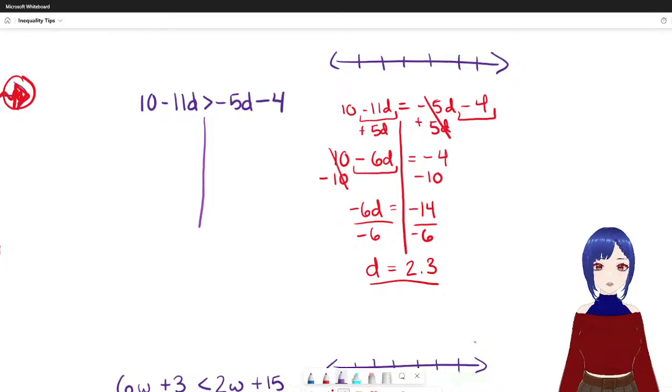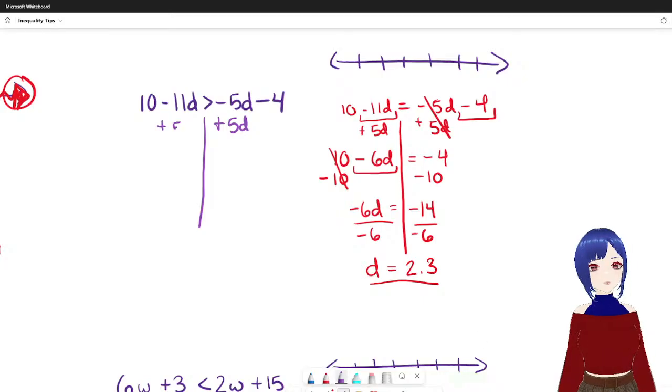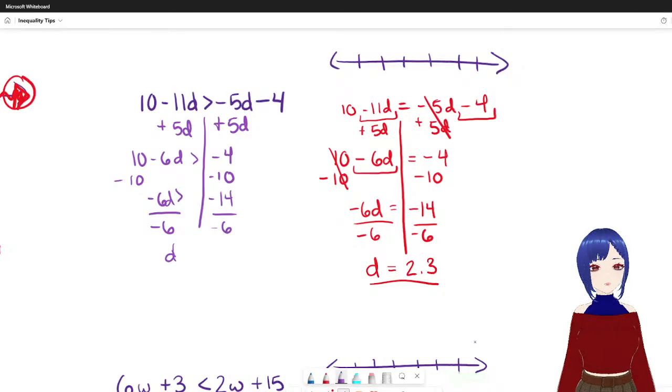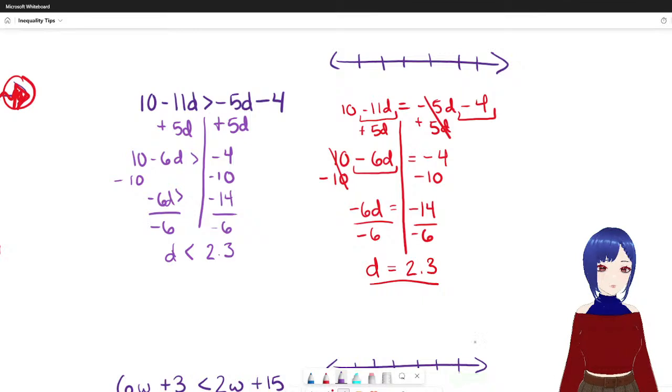So once again, like I said, the overall steps are exactly the same for the inequality. So we start by adding 5d to both sides still. That's going to give us 10 minus 6d is greater than -4. We still subtract 10 from both sides. We get -6d is greater than -14. And then our main difference is what happens when we divide by that -6. When we divide by a negative, we gotta flip our symbol, so that's gonna turn into d is less than 2.3.